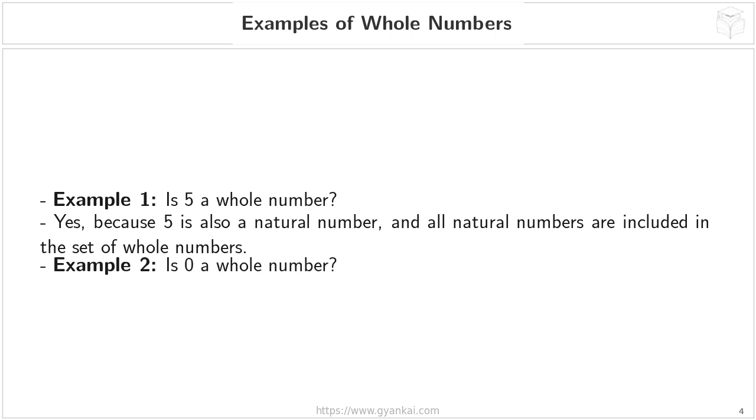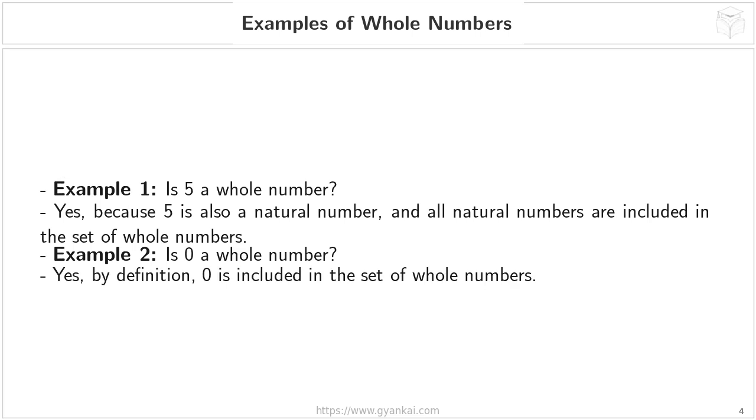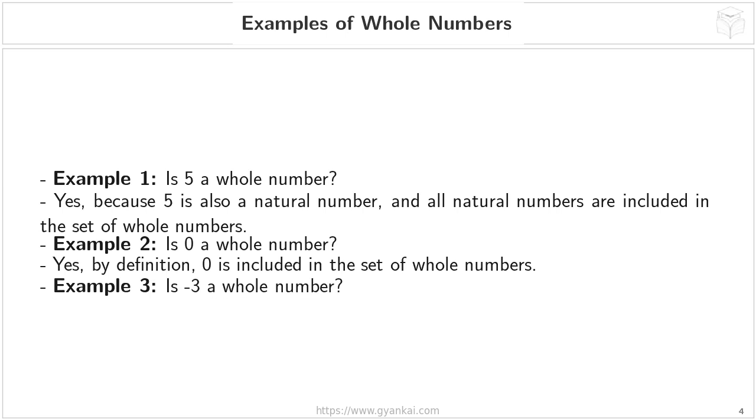Now let's consider 0. The question is, is 0 a whole number? Again, the answer is yes. This is a key point. We specifically defined whole numbers as including natural numbers and 0. So, 0 is a whole number, even though it isn't a natural number. Don't forget that distinction.